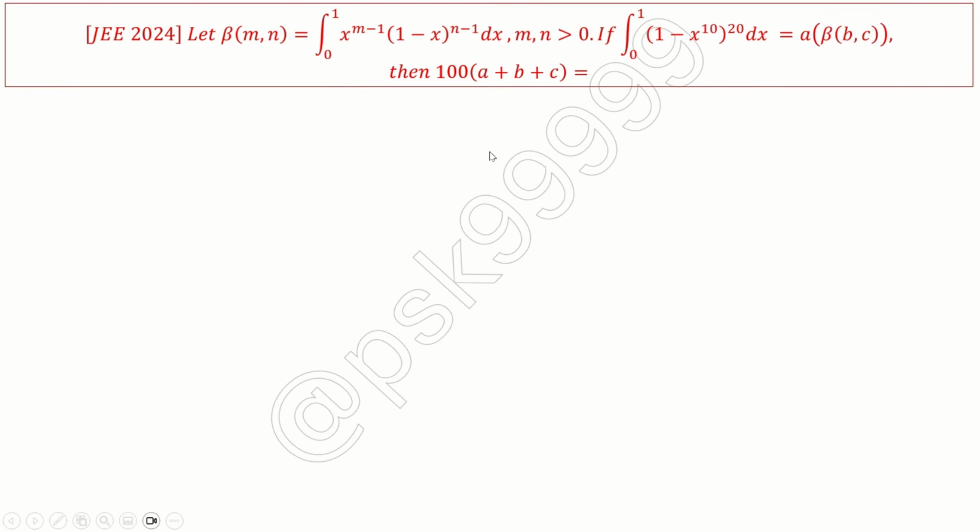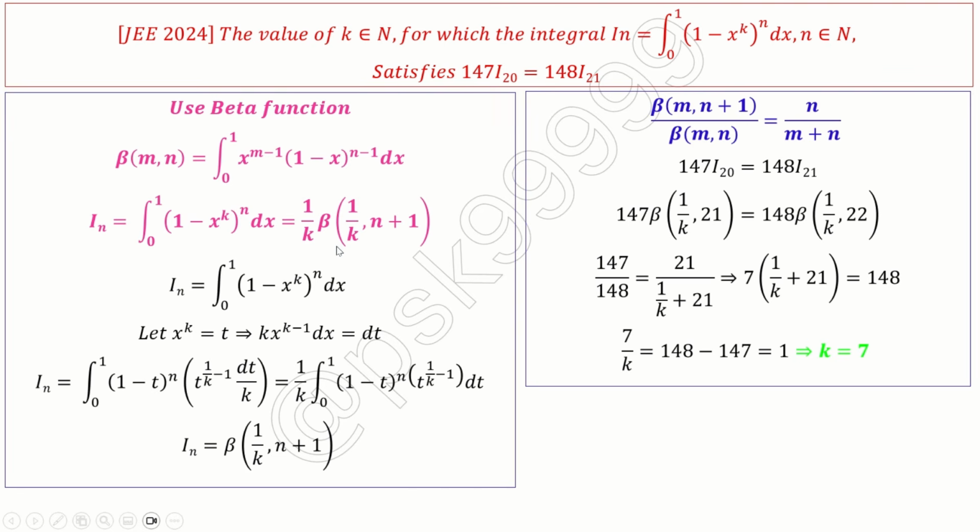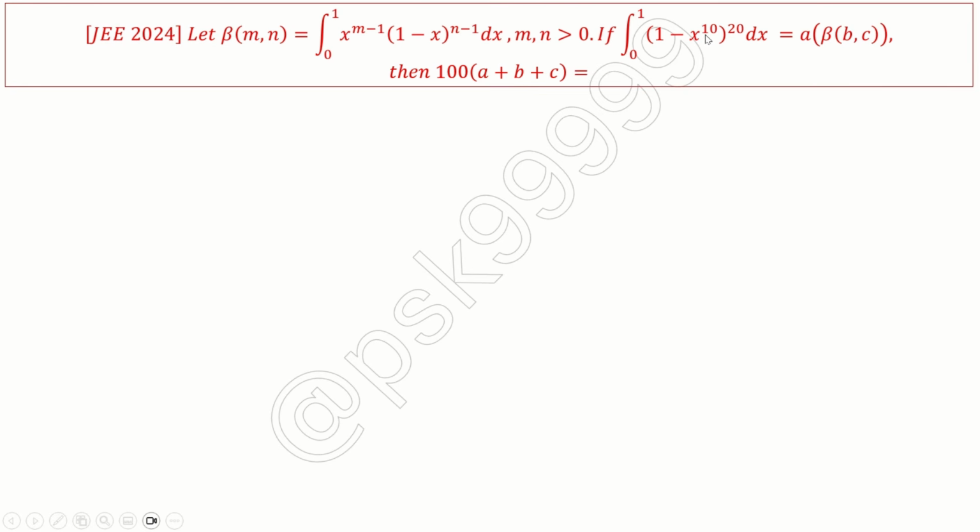This is what we derived in the previous question, right? This is 1 by k times beta of 1 by k comma n plus 1. So if I apply it here, 1 by k is 1 by 10, beta of 1 by 10 comma 21. So my a is 1 by 10, b is 1 by 10, c is 21. As simple as that, the problem is done. You get the answer ABC. So if you know the beta of this one, this is very easy, but otherwise you can derive it.